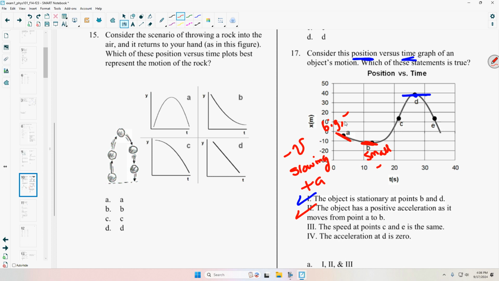Be able to do that type of maneuver in your mind where you look at it, is it speeding up or slowing down? If it's speeding up, the velocity and the acceleration are in the same direction. If it's slowing down, they're in opposite directions. So that one's correct. The speed at point C and E is the same. So here, what we're looking at is the slope of these graphs, C and E. Are the speeds the same for points C and E?